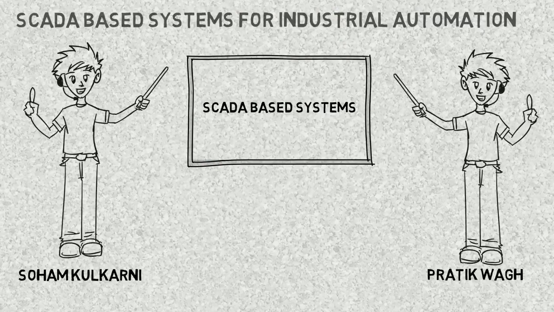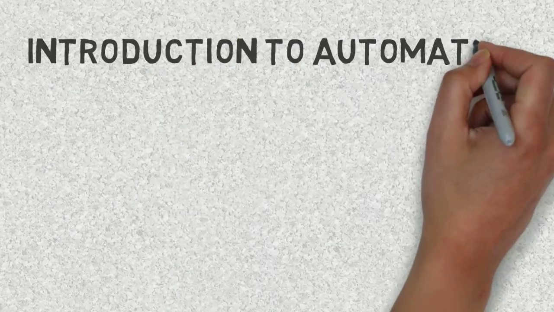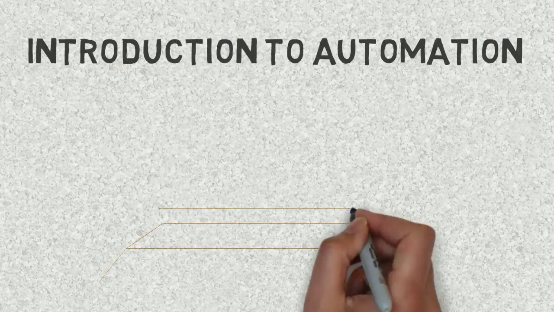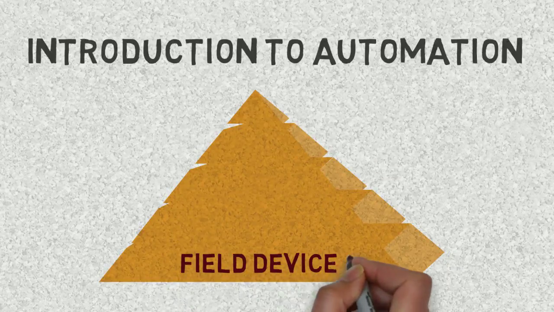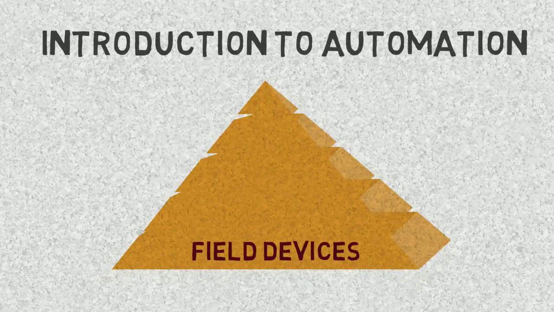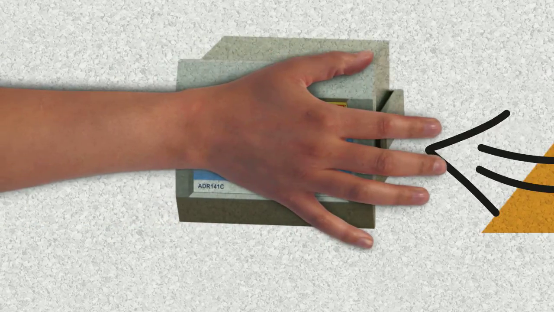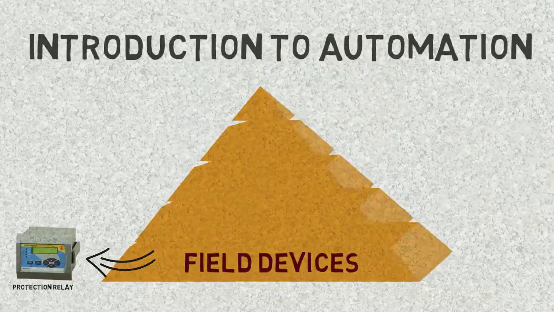Now let us get introduced to the basic structure of industrial automation to understand more about the SCADA system. This is explained in this automation pyramid. The lower part of the pyramid consists of field devices. These are the devices which are actually installed on site. They do various jobs like monitoring different processes and sending information to the upper part of the pyramid. This is the image of a protection relay which is used as a field device mostly for electrical SCADA.